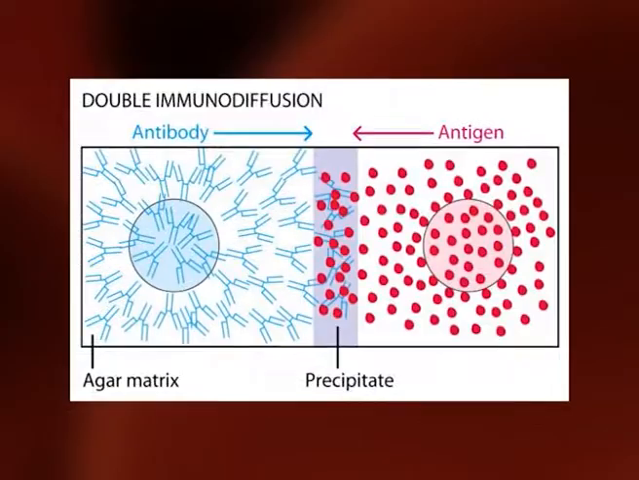The second type of assay is the double diffusion, in which a concentration gradient is established for both an antigen and an antibody. The most common examples are the ring assay and the Ouchterlony assay. Let us talk about the ring assay.